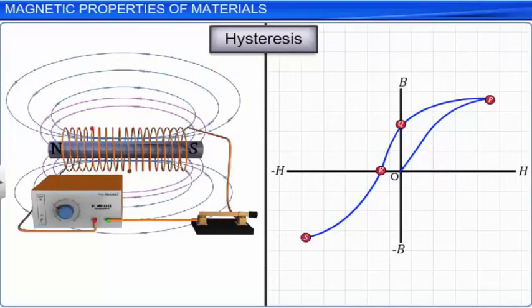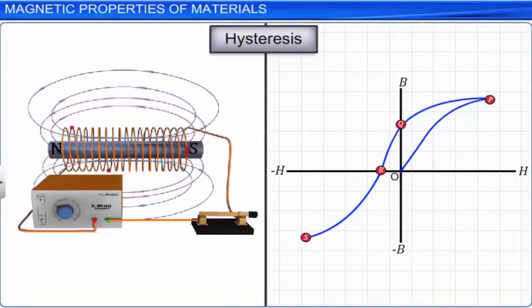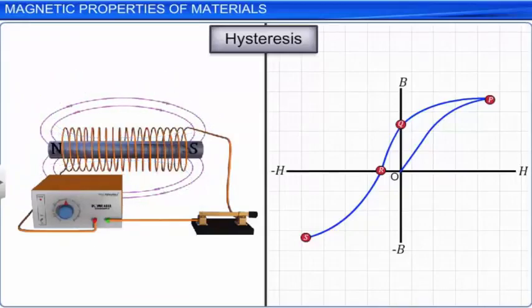Again, decrease the magnitude of current in the reverse direction such that the applied magnetic field H also decreases and becomes 0. But the magnetic field strength in the ferromagnetic material is not 0. This is represented by ST in the graph.